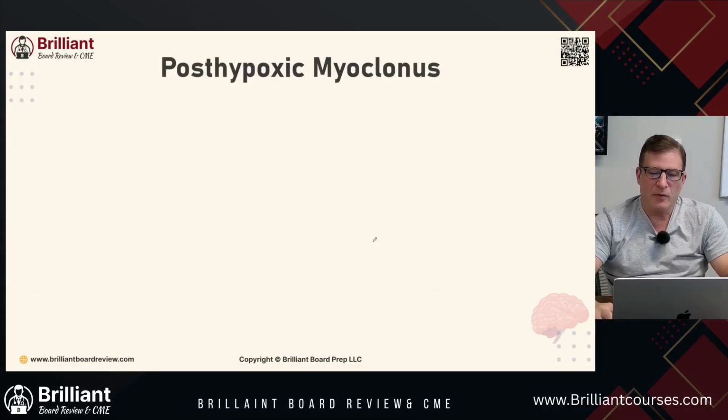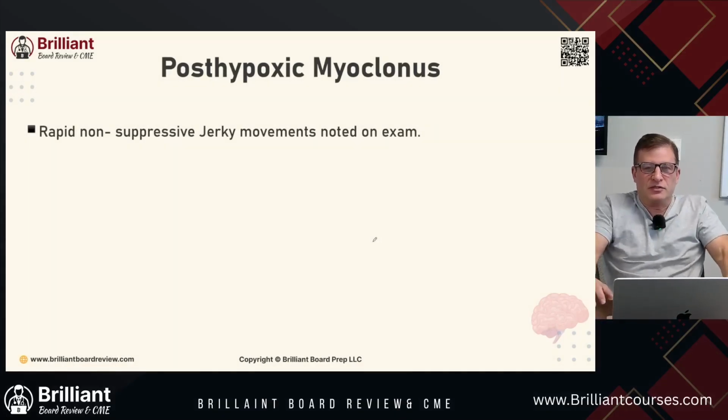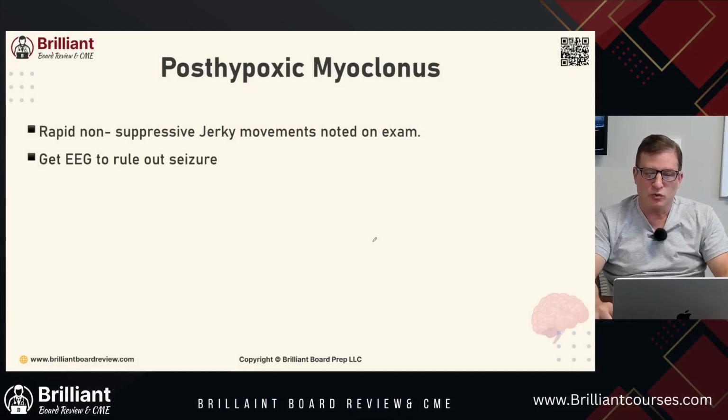And let's talk about post-hypoxic myoclonus. Rapid, non-sustained jerking movements noted on exam. You can see these, they're kind of like this. You'll see these repetitive movements like this. You need to get an EEG to rule out seizure.